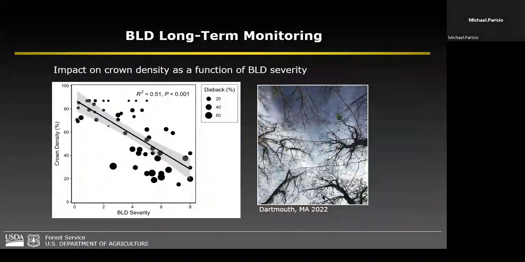Okay, very similar figure. This time our response variable is the severity of beech leaf disease that we see across our plots. The metric I'm using here is an index of the total amount of symptoms that we see in the crown, and our response variable is crown density. And we do see that there's a proportional decline in crown density as severity increases. Fairly high correlation. It seems like this is explaining at least 50% of the variation in the data. I also did try to convey some of the dieback information here. So the size of the dot that you're looking at on this graph corresponds to higher levels of crown dieback, so dead branches.